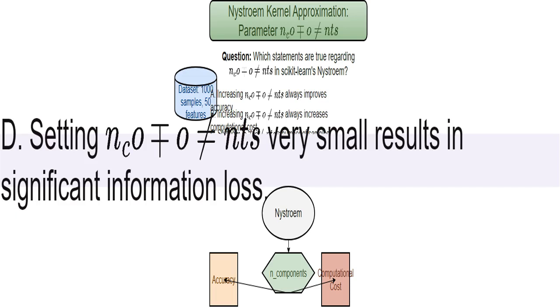That's right. If n_components is too small, I'm losing critical information about the data when I create my approximation. My approximation will be inaccurate and won't capture the essential patterns in the data. Imagine trying to understand a whole country by looking at only a small village.